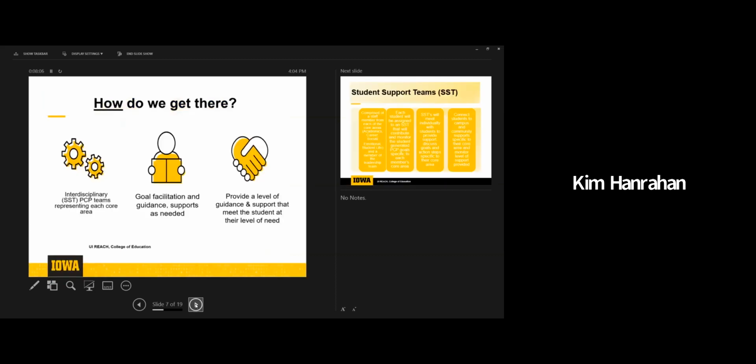So how do we get there? We do that by having interdisciplinary teams that I've talked about that will provide goal facilitation, guidance, and supports as needed, and then provide a level of support that meets the needs of the student where they're at. Some students will need a lot more supports, others will need much less, and that can be determined by the team.